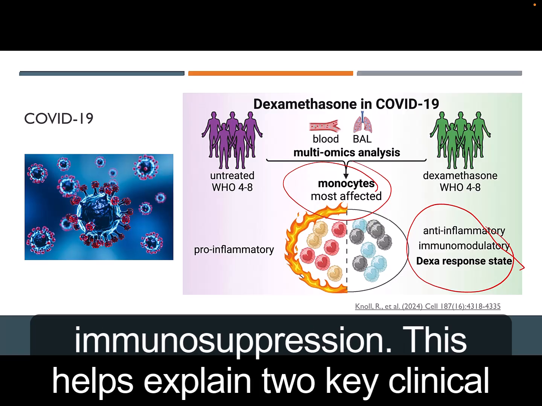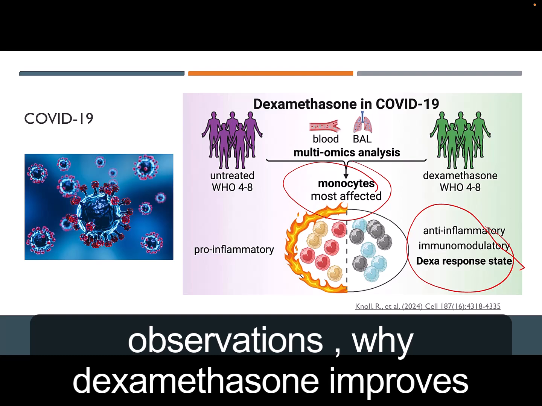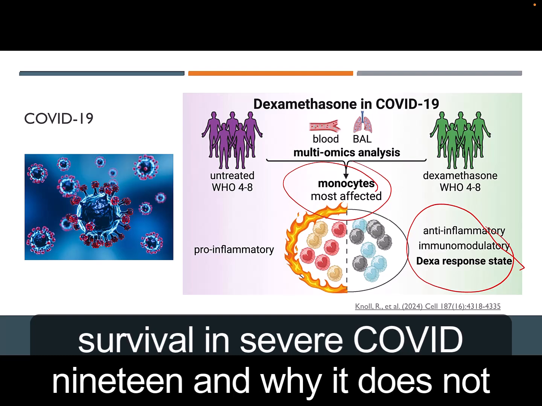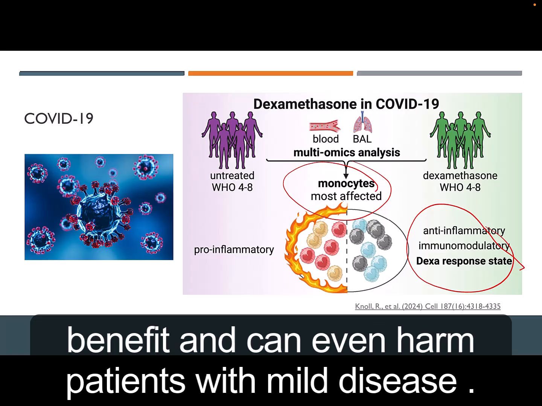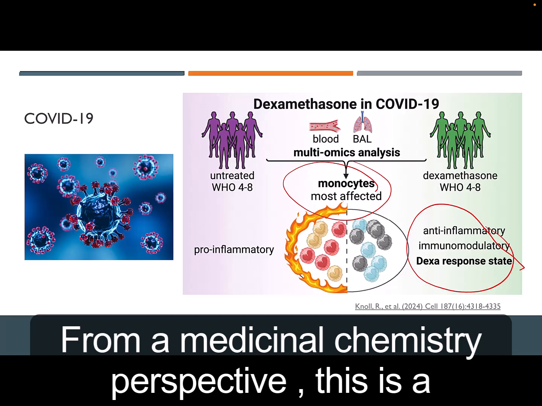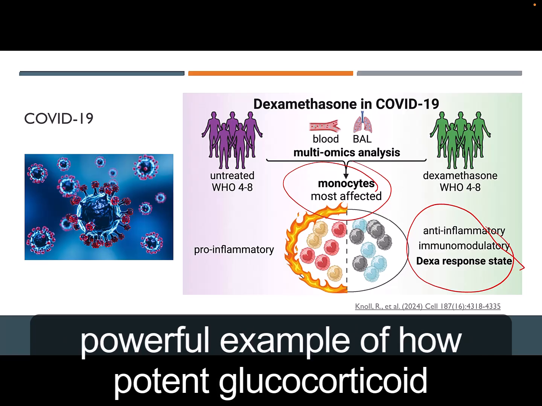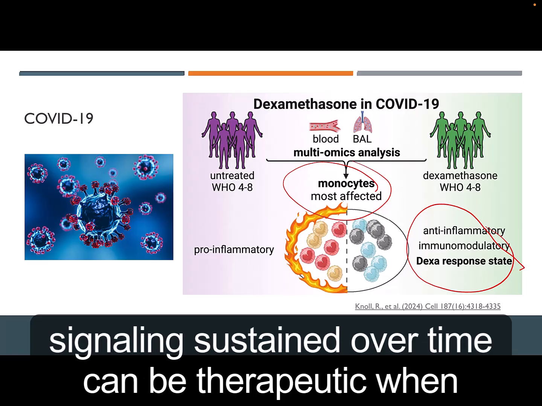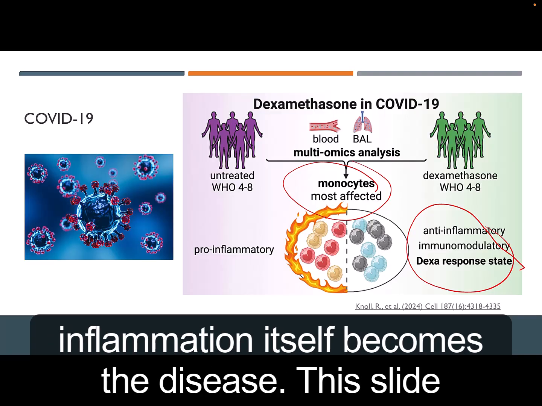This helps explain two key clinical observations: why dexamethasone improves survival in severe COVID-19, and why it does not benefit and can even harm patients with mild disease. From a medicinal chemistry perspective, this is a powerful example of how potent glucocorticoid signaling sustained over time can be therapeutic when inflammation itself becomes the disease.